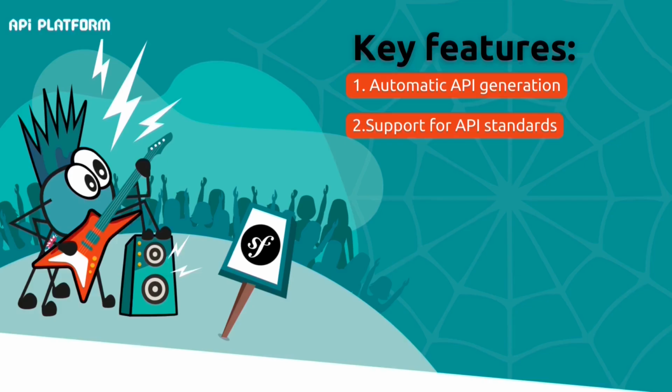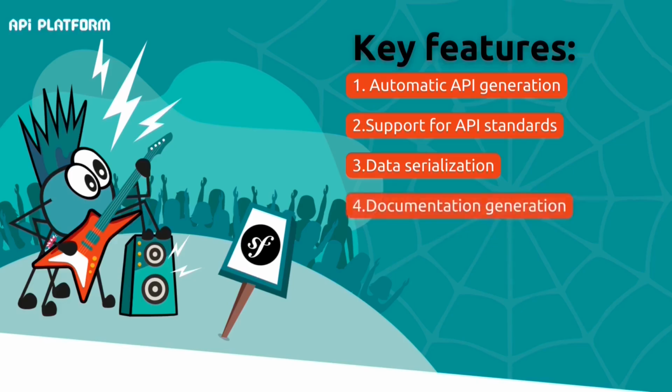APIs. Third, data serialization. API Platform uses Symfony Serializer for automatic serialization and deserialization of data, enabling work with various formats. Fourth, documentation generation. Documentation is generated automatically using Swagger or OpenAPI, providing a convenient interface for testing and interacting with the API directly from the browser.